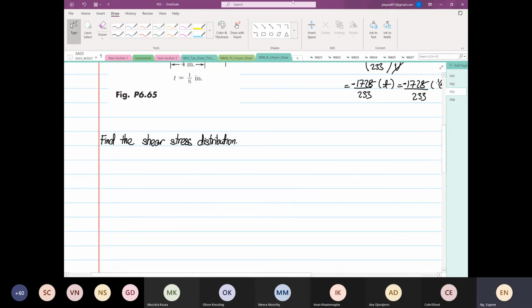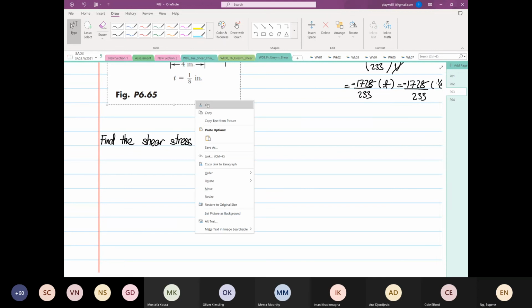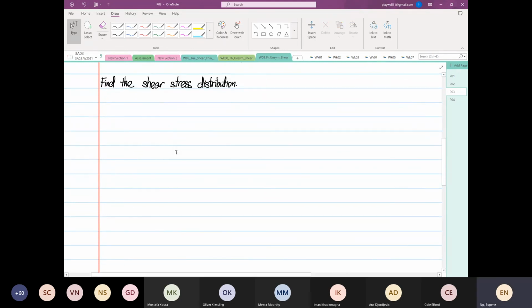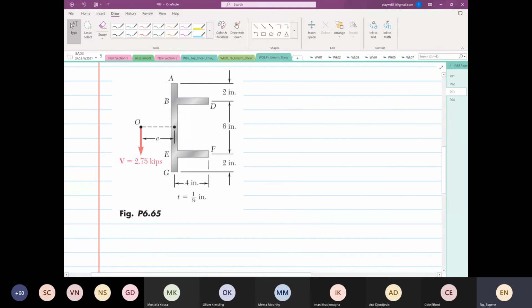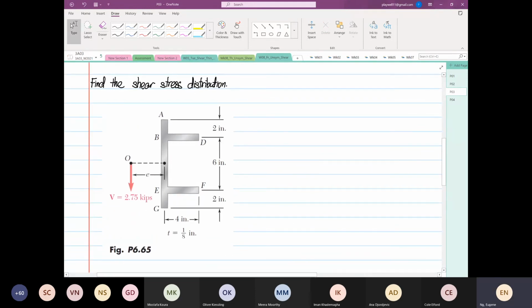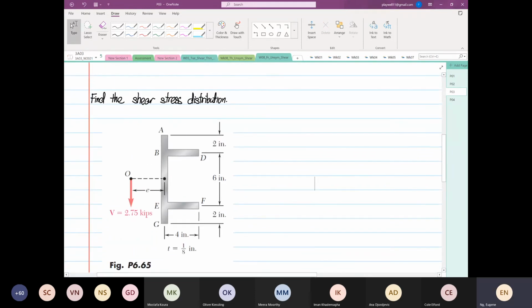Okay, so let me copy the image again. So to find the shear stress, again, the formula will be shear is equal to VQ over IT. Really, really straightforward, easy formulas. You can't go wrong. Okay, so now how many points are there we're going to find?